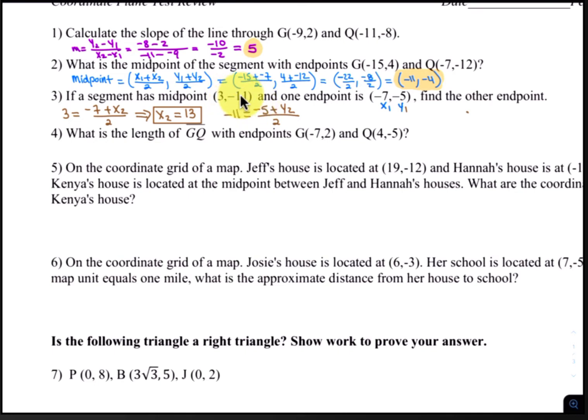Likewise, -11 is the y-coordinate of the midpoint, and we set that equal to y1, which is -5, plus y2 divided by 2. If you multiply the -11 by 2, and then add 5, you'll get y2 is -17. And therefore, the other endpoint is x2, y2, or (13, -17).